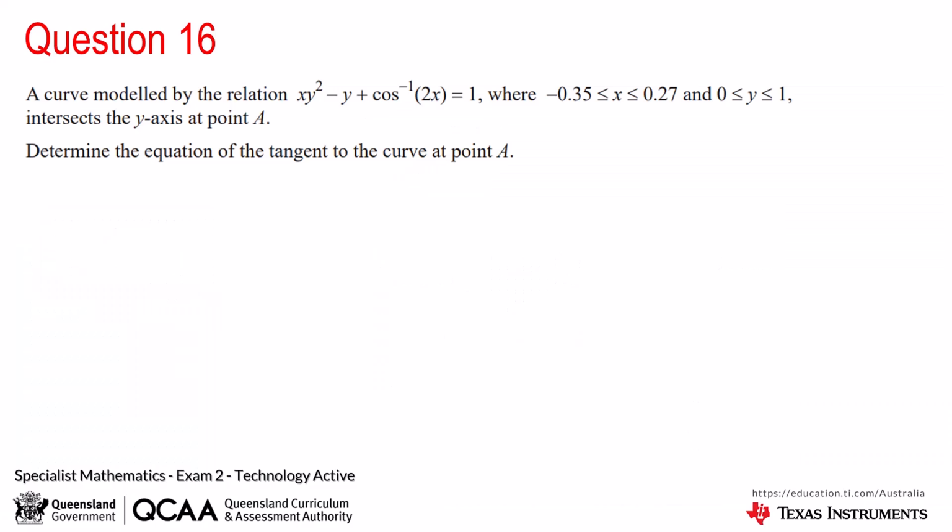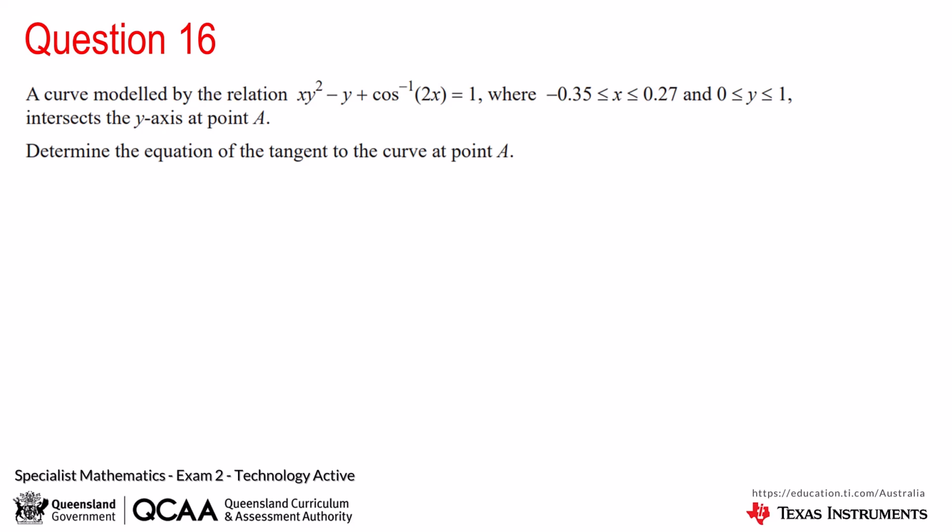Question 16 is worth 6 marks. Having a look at the wording, it says that a curve modelled by the relation xy squared minus y plus inverse cos 2x equals 1, where x lies between negative 0.35 and 0.27, and y lies between 0 and 1, intersects the y-axis at point A. In this question, we are asked to determine the equation of the tangent to the curve at point A.